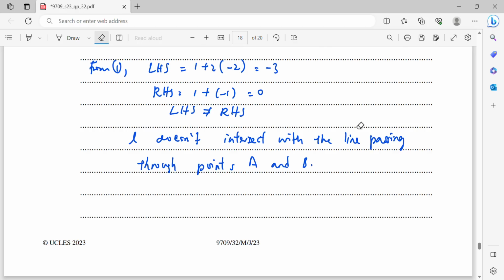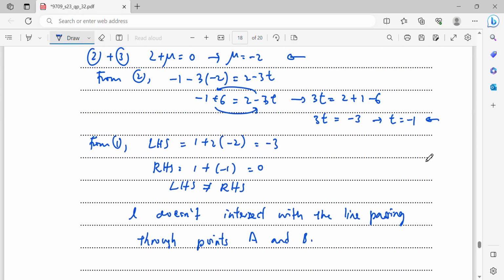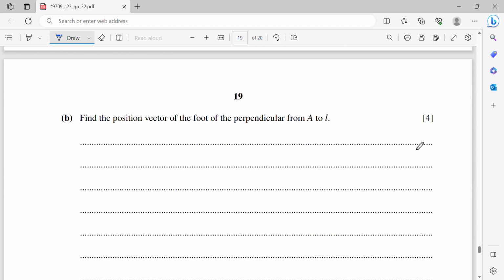Okay, so that's the solution of this question. Now B, find the position vector of the foot of the perpendicular from A to L. Let's say, for example, this is the L, this is the A. You need to find what is this point, whereby here is 90 degrees.